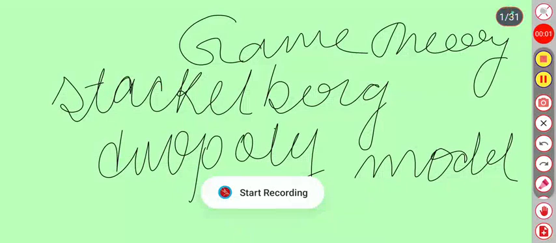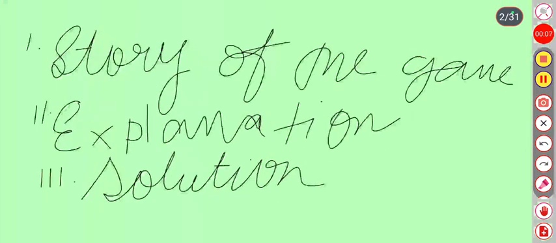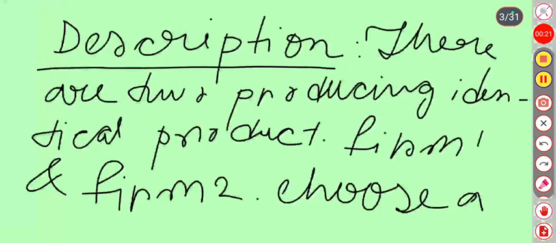Good afternoon. Today I will discuss the Stackelberg duopoly model. There are two firms producing an identical product, firm 1 and firm 2. Before going to the model, I will cover the story of the game, some explanations, and then the solution.